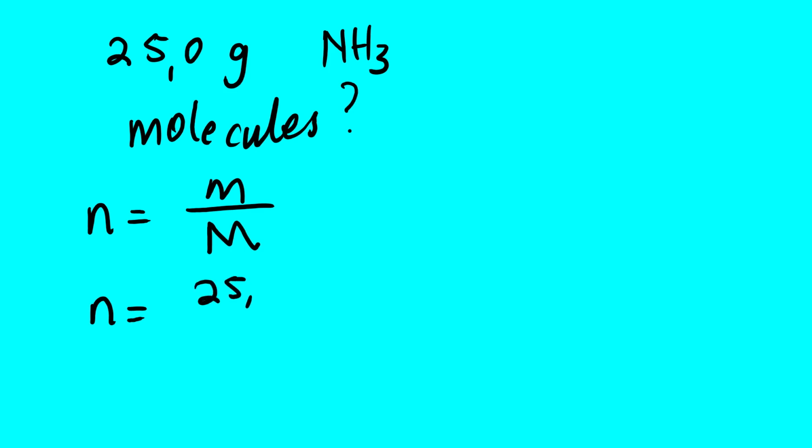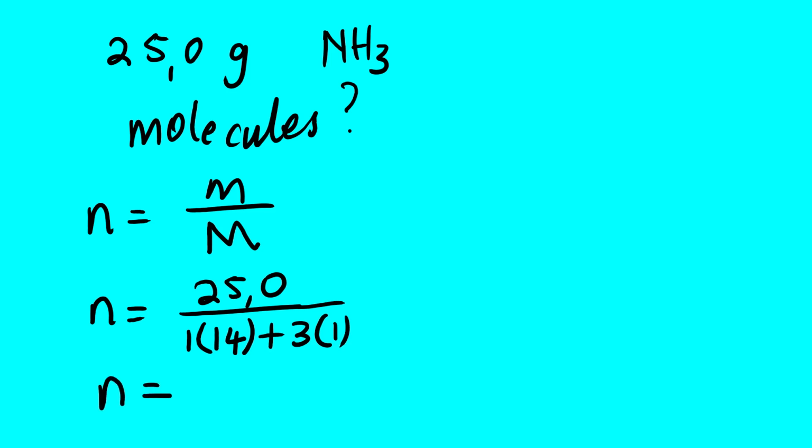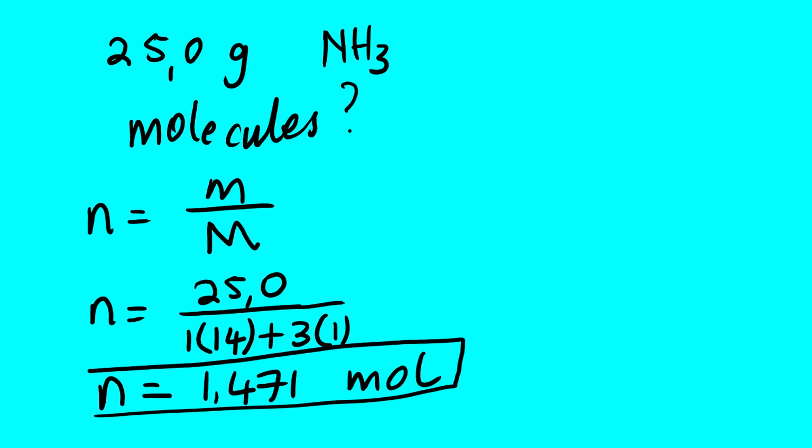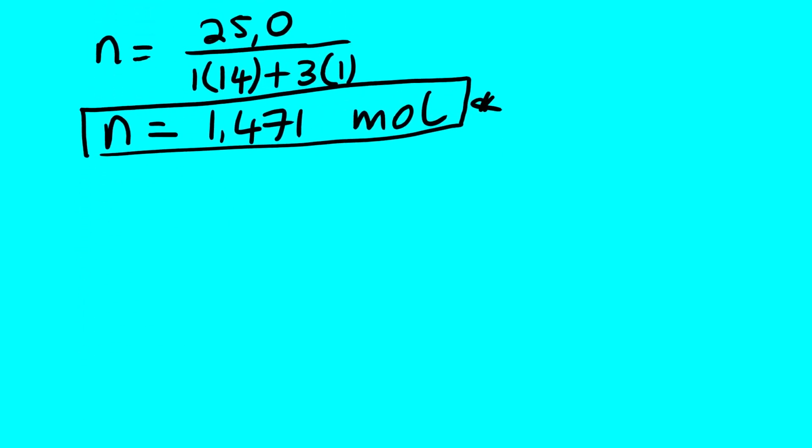We have 25.0. Now remember, one atom of nitrogen, we have 14, plus 3 atoms of hydrogen, we have 1. And then the answer is 1.471 mole. This is not the actual answer. We are not answering the question, but we are going to use this to calculate the molecules.